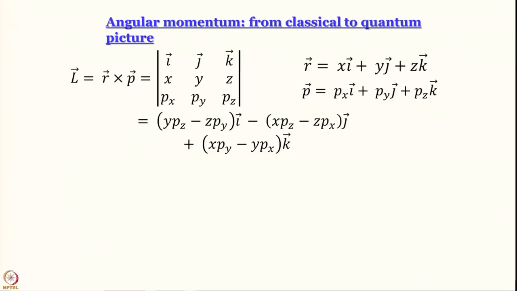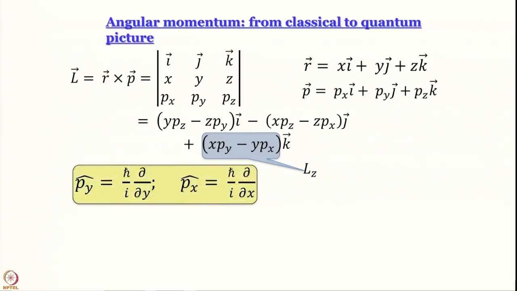Now tell me, what is the z component of angular momentum from this expression? Along z you have k vector. So, the z component of angular momentum will be xpy minus ypx. That is your Lz. So, how do I construct the Lz operator? It will be the same thing, x hat dot py hat, without forgetting that these are operators, minus y hat dot px hat. This is Lz. Similarly, one can work out that py is equal to h cross by i del del y, px is equal to h cross by i del del x. Very simple expressions, you can even remember them, but not required.